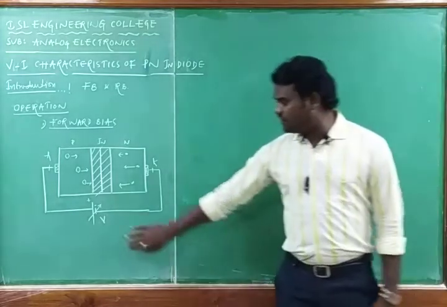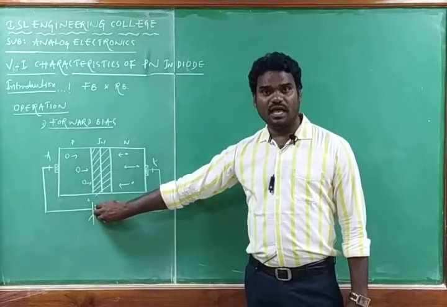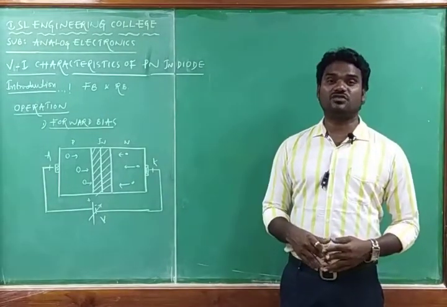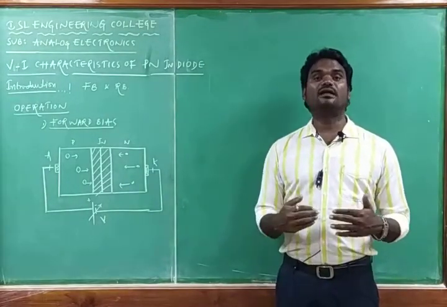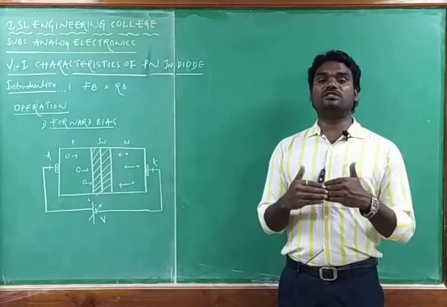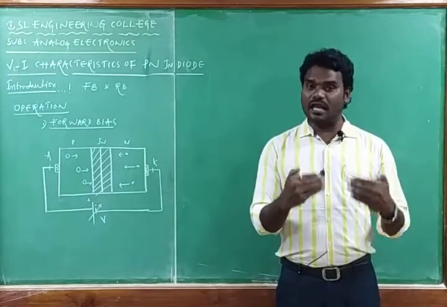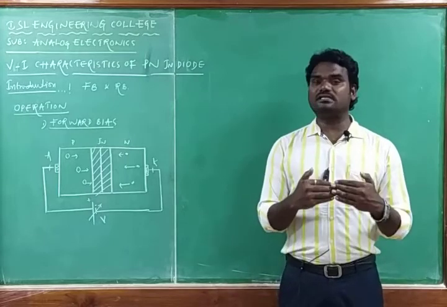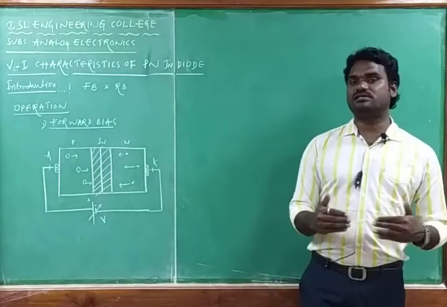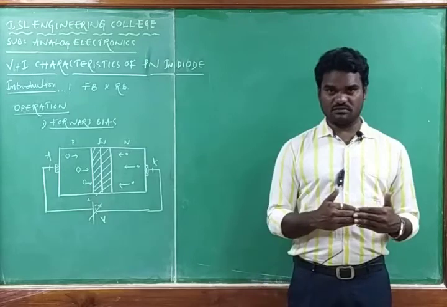That means if we apply 0.6 volts as external DC voltage, the complete barrier potential is going to disappear, so the diode is going to conduct current even as we increase the voltage further. The voltage at which the diode starts current conduction is named the cut-in voltage. We can see this cut-in voltage in forward bias. The cut-in voltage for the silicon PN junction diode is 0.6 volts, and for the germanium PN junction diode it is 0.3 volts or 0.2 volts.